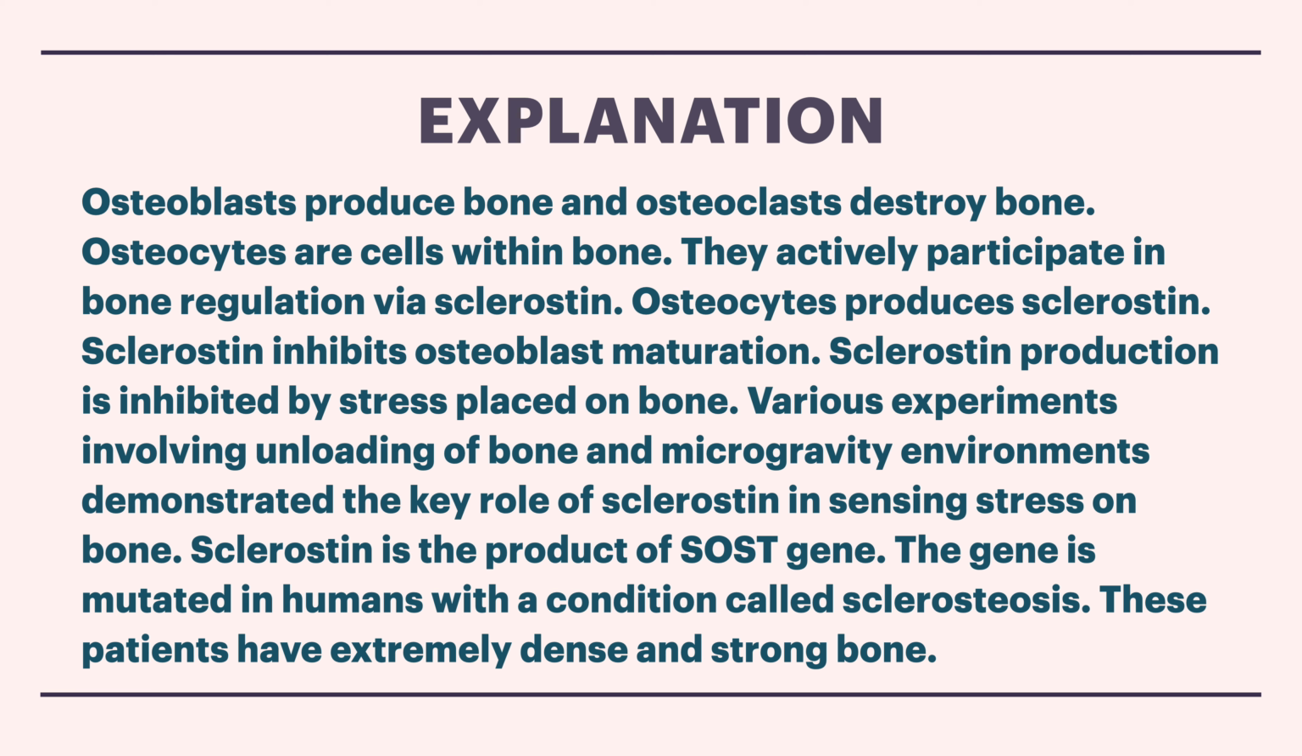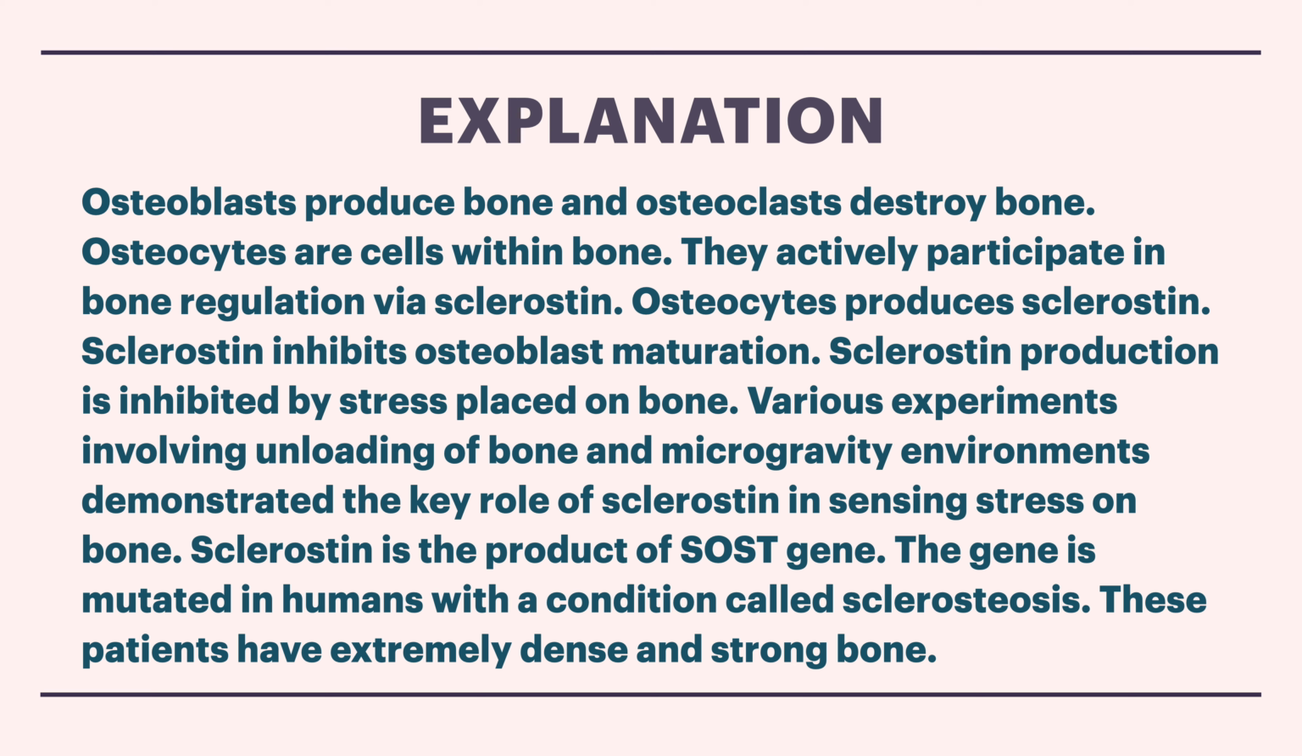Osteoblasts produce bone, and osteoclasts destroy bone. Osteocytes are cells within bone, and they actively participate in bone regulation via sclerostin. Osteocytes produce sclerostin, and sclerostin inhibits osteoblast maturation. Sclerostin production is inhibited by stress placed on bone. Various experiments involving unloading of bone and microgravity environments such as the space station have demonstrated the key role of sclerostin in sensing stress on bone.